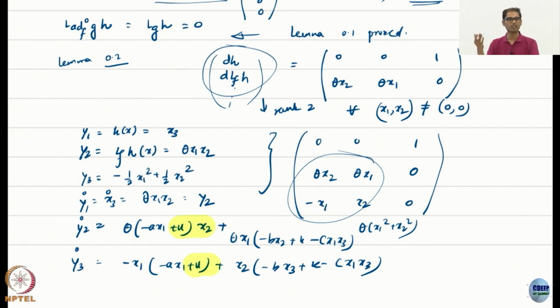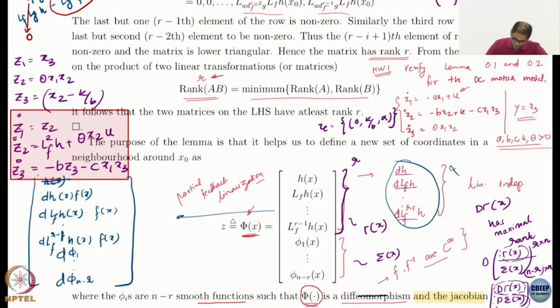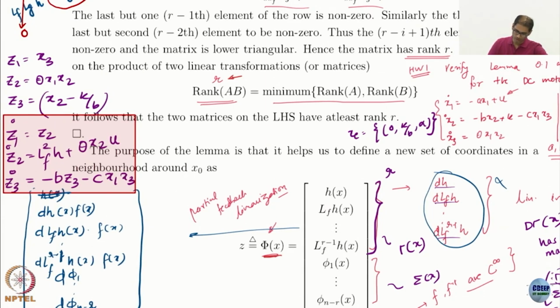So choosing the third coordinate really depends on a lot of factors. Of course, you are trying to make it a diffeomorphism, but there are infinitely many choices, so it really depends on what's good for you. I did something interesting here. If you see the previous page, z1 was x3, I used the notation z1, z2. Z1 was x3, z2 is theta x1, x2. These we have no choice, this is what it is. Z3 I took as x2 minus k over b.